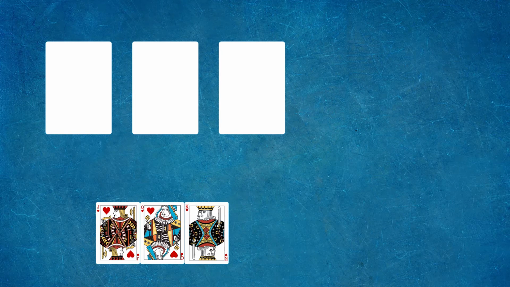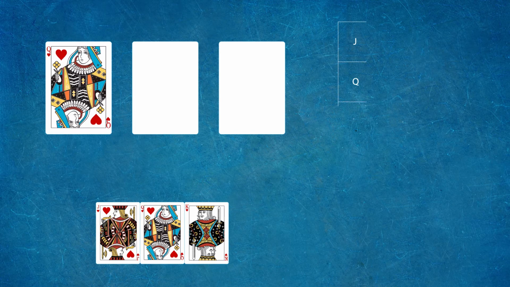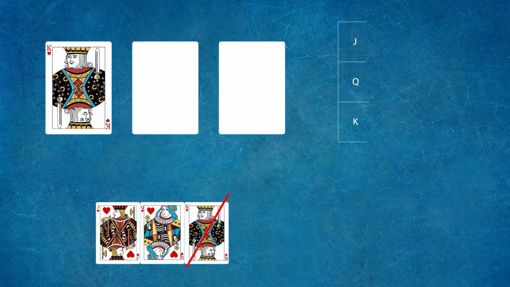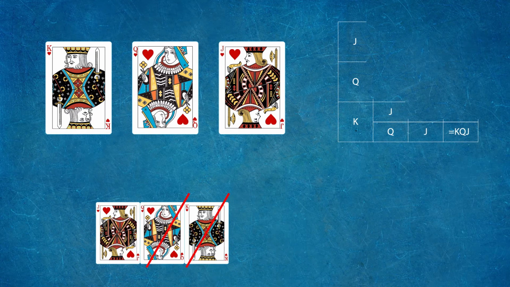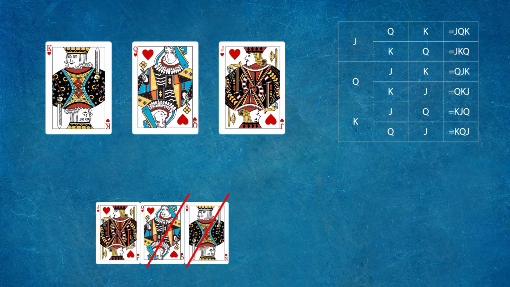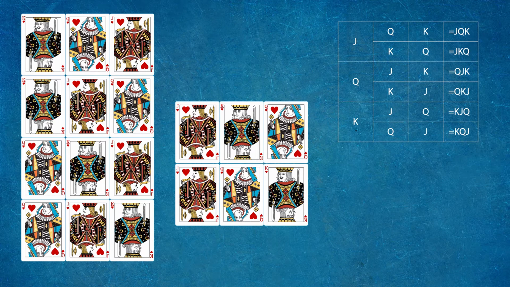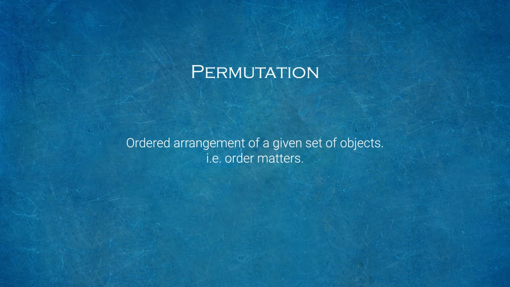In this example, if we were arranging the 3 cards, we would have 3 choices for the first card, and after selecting one for the first position, we would only have 2 choices left for the second card. And then finally, that only leaves 1 choice for the last position. Thus, it would be 3 factorial, or 3 times 2 times 1, which equals 6. We can see those 6 arrangements here, and we call each arrangement a permutation of the 3 cards. Remember, a permutation is just an ordered arrangement of a given set of objects.